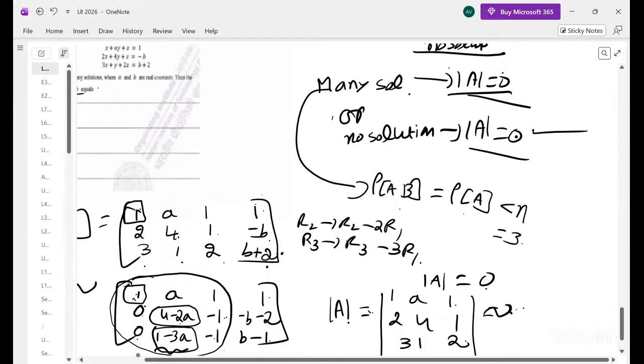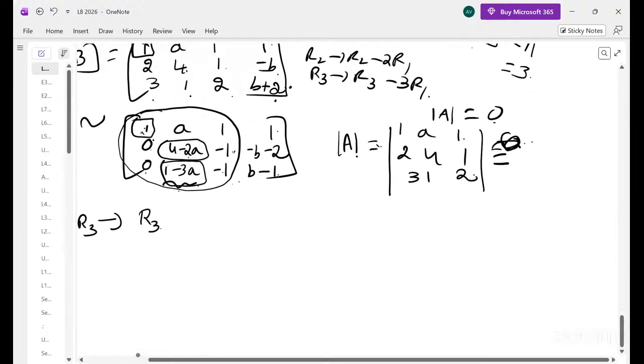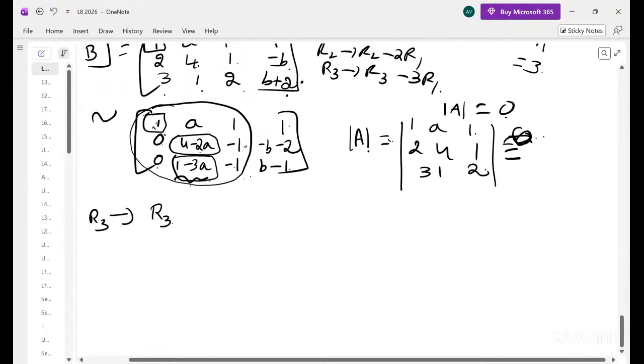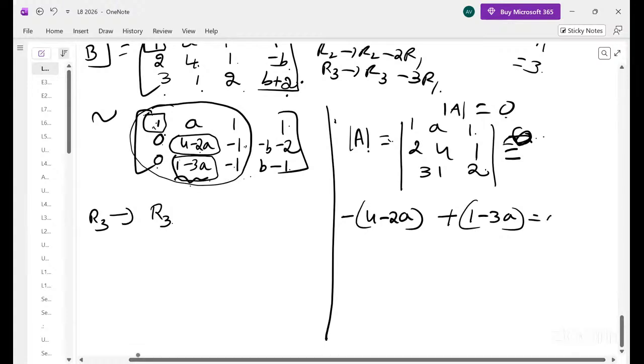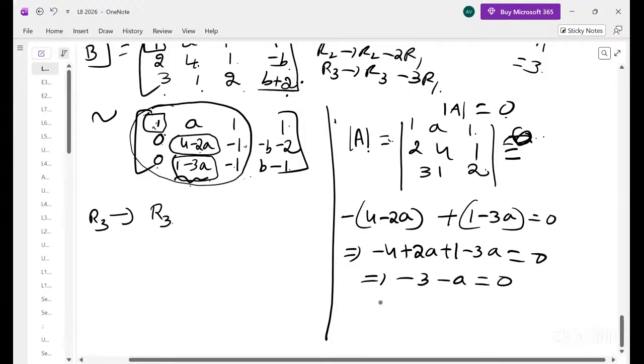So what will be the determinant? This will be equal to this minus this. That is 4 minus 2A, AD minus BC. So I'm using this rank concept as well as determinant. So (4 minus 2A) into minus 1 plus 1 minus 3A is 0, which implies minus 4 plus 2A plus 1 minus 3A is 0. So minus 3 minus A is 0. So your A is minus 3.